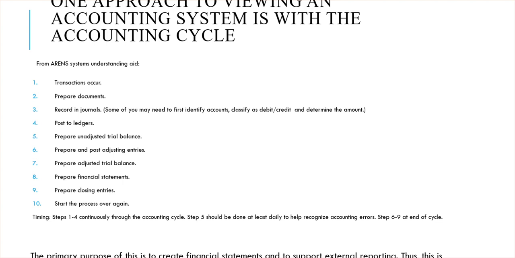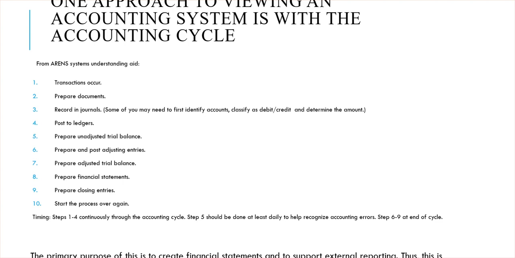But one approach to viewing an accounting system is to think of it with the accounting cycle. And that's probably what you might have thought when you started enrolling in this class. Or you may have thought that it's an IT class. And neither one of those is a complete perspective of what we are talking about when we are talking about AIS. If you look at the Aaron System Understanding Aid, this is the SUA is what I'll refer to it as.